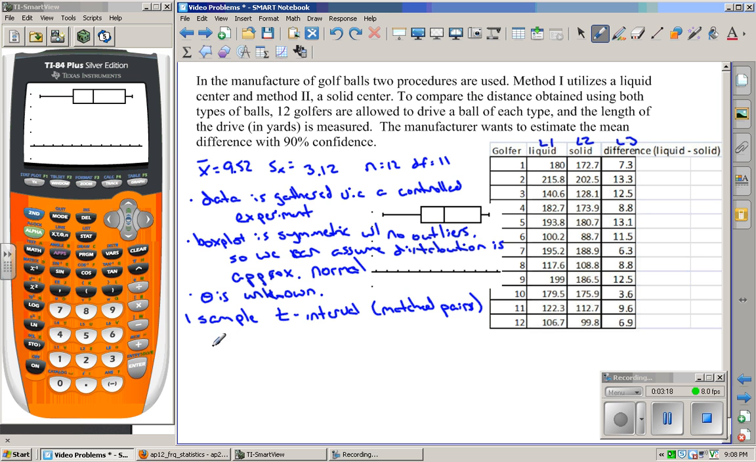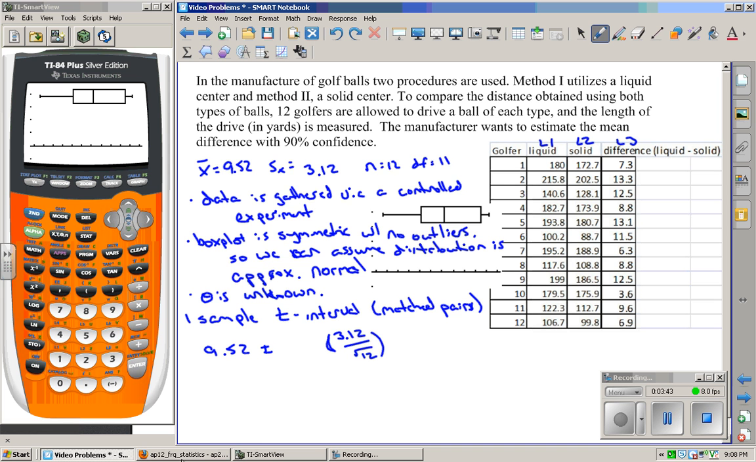Alright, so our T formula for that is going to be 9.52 plus or minus. We need to find our T star. I'm going to look and find that in just a second. But for right now, I'll go ahead and fill in my standard deviation, 3.12, divided by the square root of 12. Now, there's two ways that you can find your T star.